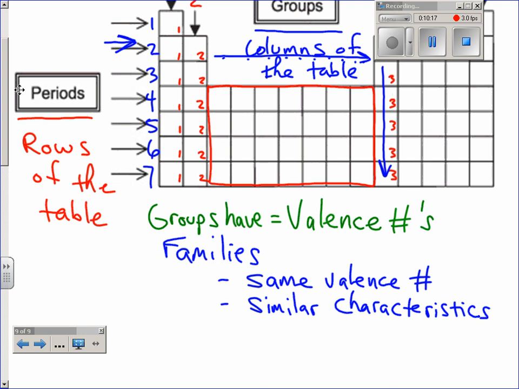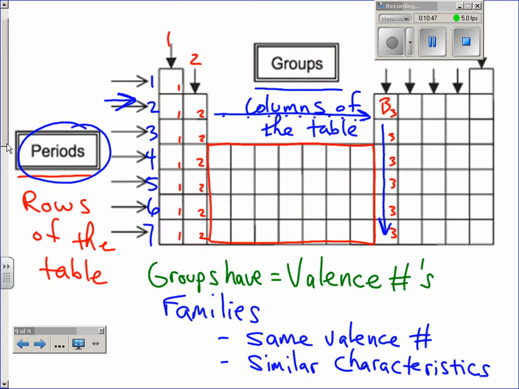So, families are groups, and they have numbers 1 through 18. That is how the table is set up. And again, the periods on the table, as we've already mentioned, are arranged as horizontal rows so that the vertical columns can have the same valence numbers. And again, we've seen that as well. Same valence number down the groups.